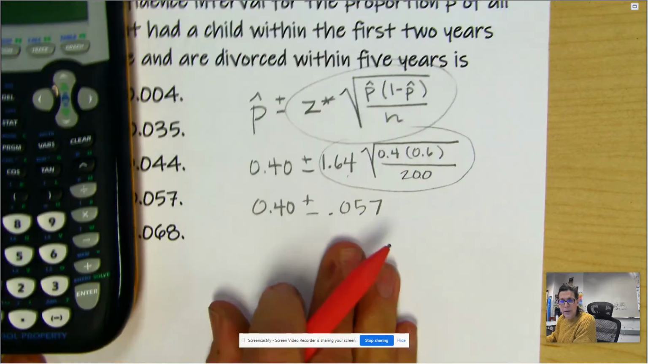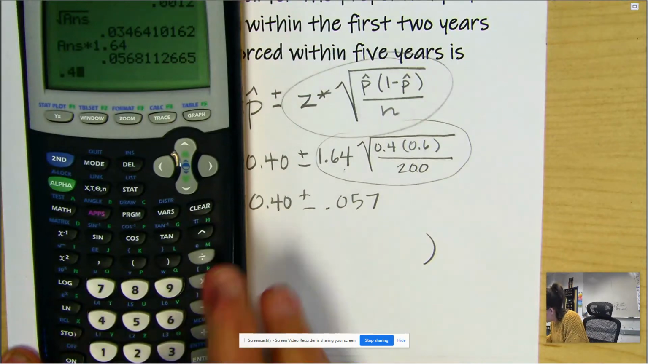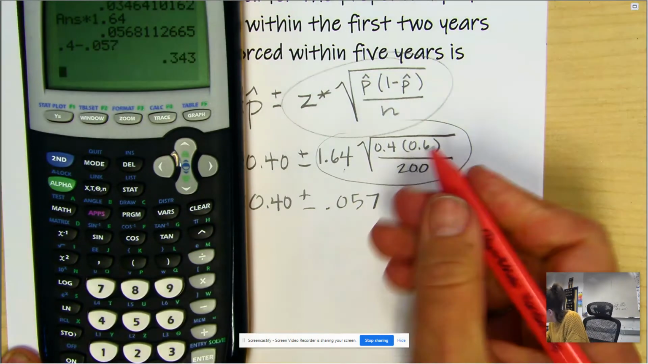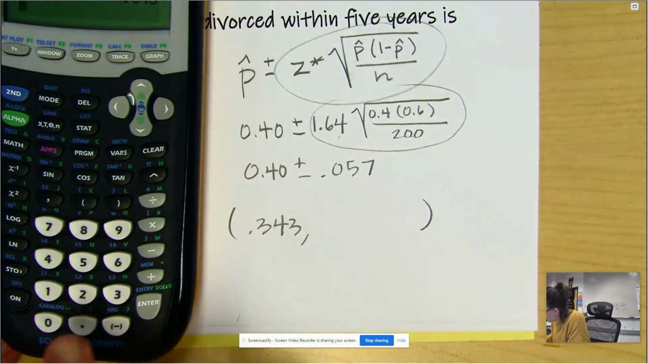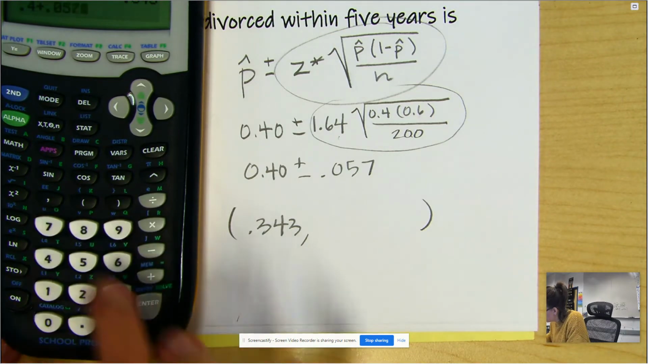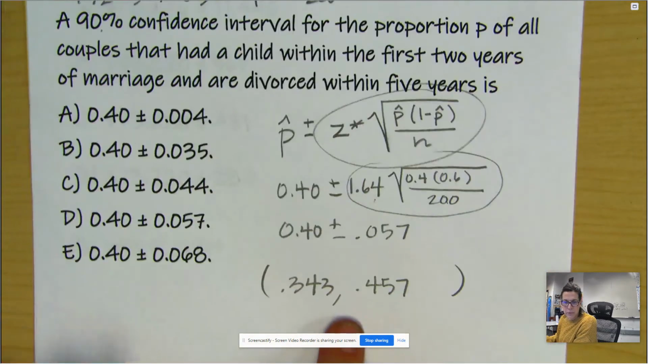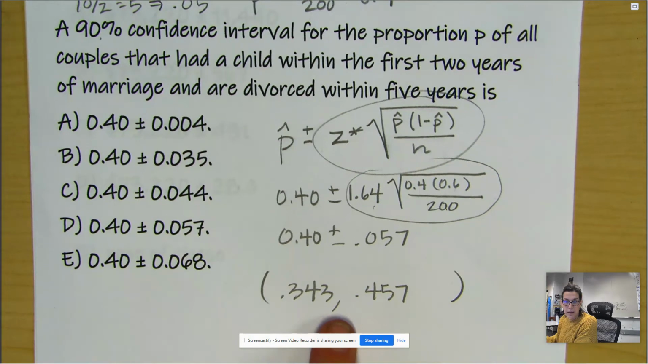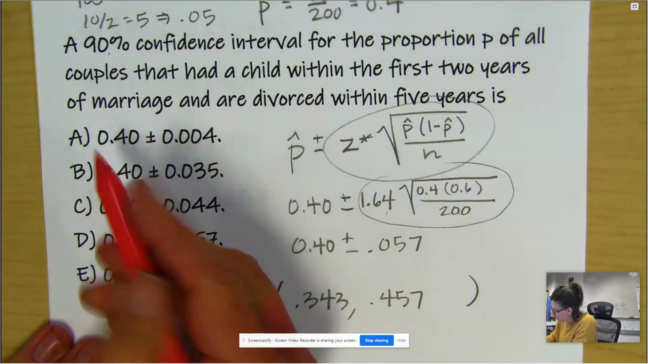Okay. Now, if we were going to convert this to just interval notation, we would go 0.4 minus 0.057, 0.343, and 0.4 plus 0.057. We are 90% confident that if we were to grab these samples again and again and again, 90% of them would capture the true proportion of people that will divorce within the first 2 years if they have a child. I think that's enough. But this answer right here was D. All right.